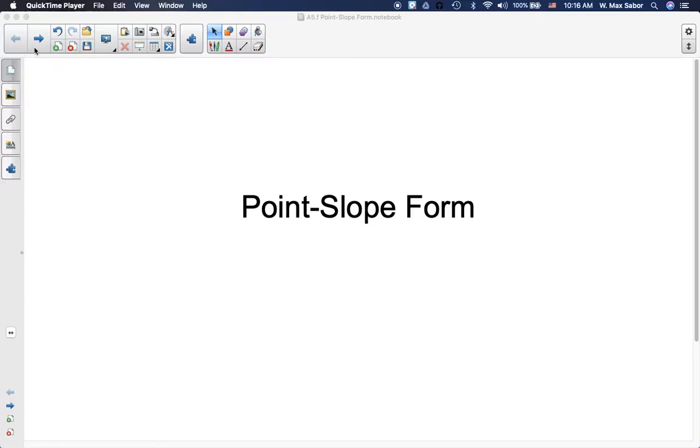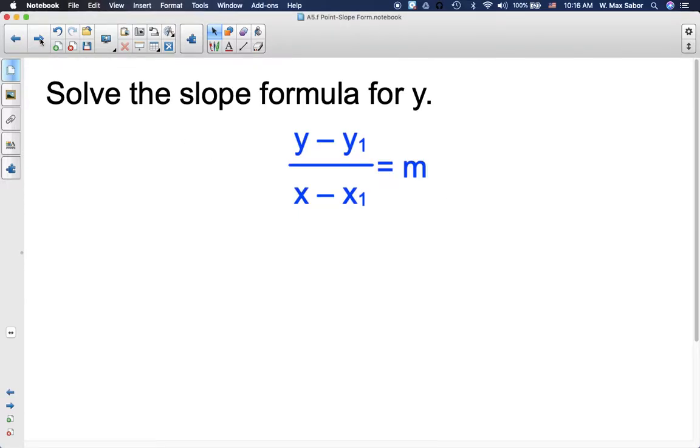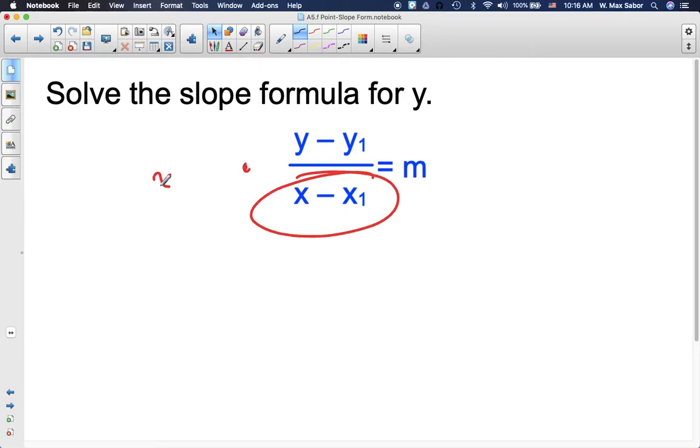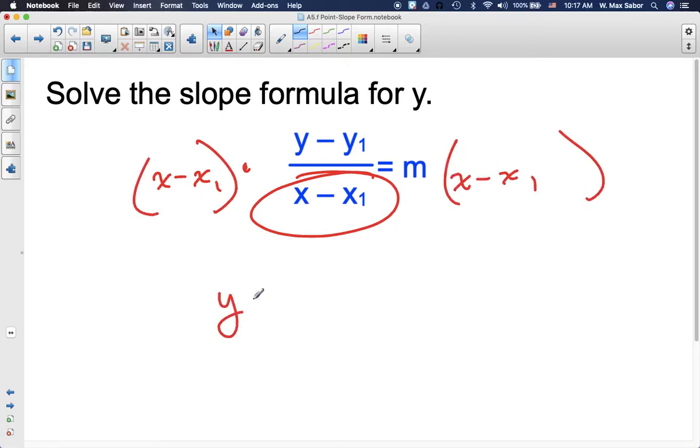Point-slope form is one of the trickier things that we teach in linear equations, but it's based off of the slope formula. So if we take this slope formula and solve it for y, we multiply by x minus x1 on both sides. And when we do that, we get y minus y1 equals m times x minus x1. Now what you would do after this is you'd add y1 to both sides.